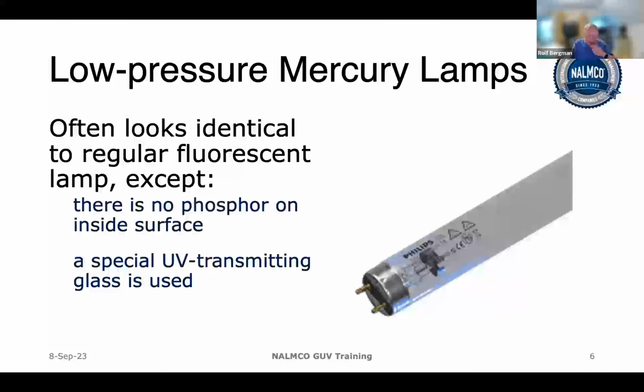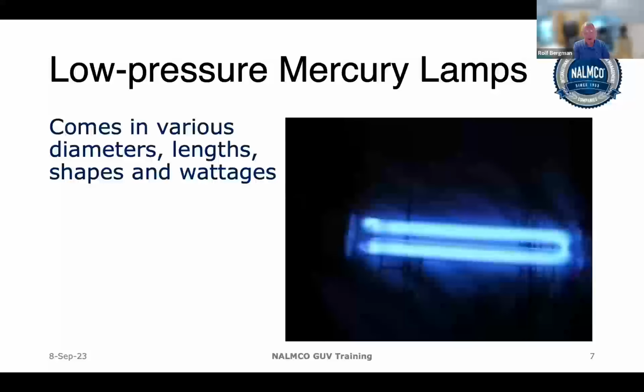And the ordinary glass that's used in lamps does not transmit ultraviolet in the UVC region. So in order to get UVC out, we need a special glass. It looks the same as regular glass, but it has different properties.